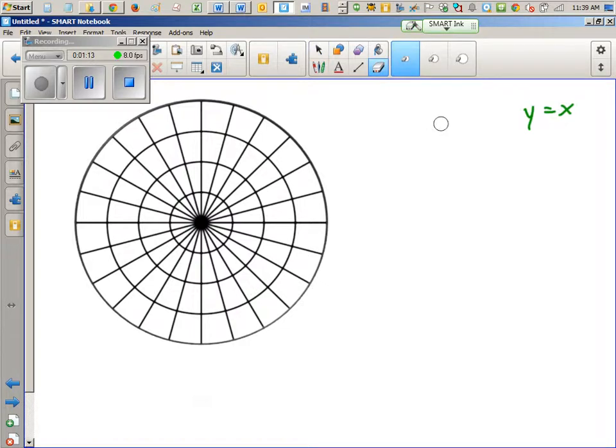So let's just start with the idea of y equals x. What do you know about y equals x? It's a line, right? Slope is 1. What is its behavior? As the x gets bigger, what happens? The y gets bigger. Right.